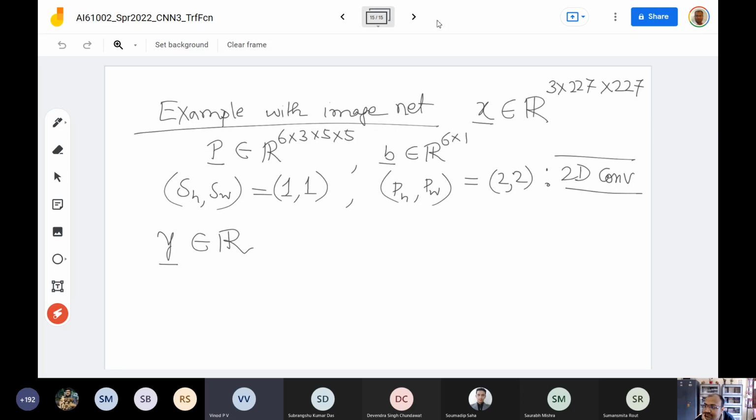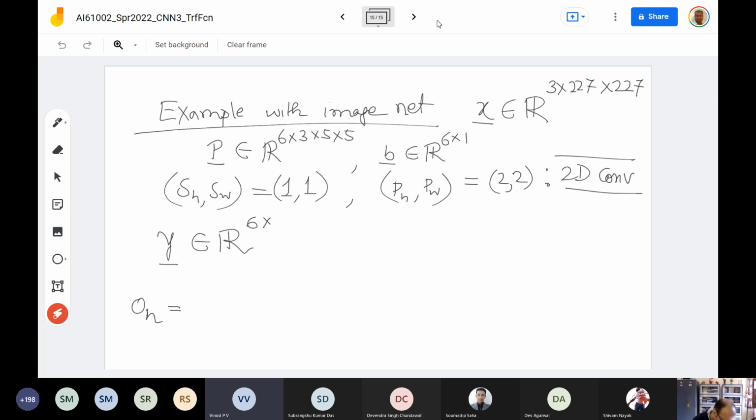6 cross 3 cross 114 cross 114. 6 cross 3. Yes, sir, because the number of P's are 6, right? Actually, 6 cross 1. Okay, 6 cross 1. Why will there be 1? 6 cross 114, 114. Will it be 6 cross 114? So 229 cross 229. What is going to be OH equal to? OH will be 114, 114.